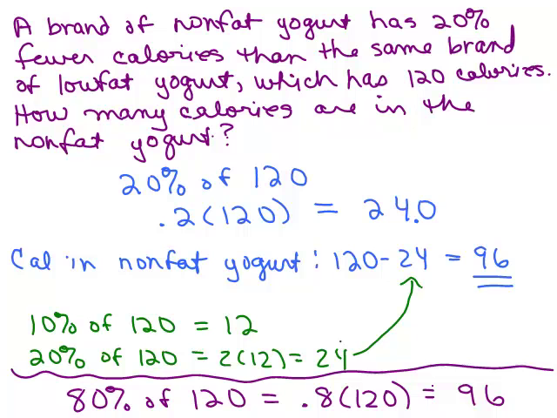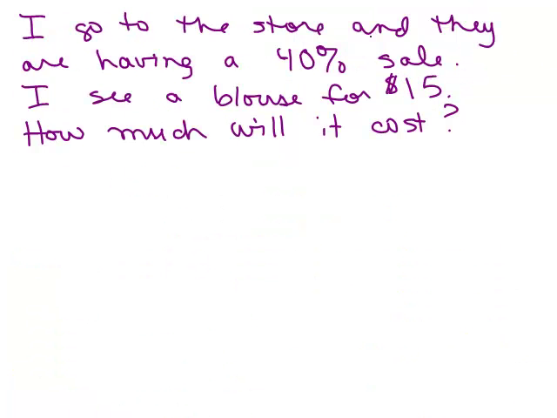And in fact, this is the way I usually figure out discounts when I'm going to the store. Let me give you an example. So let's say I go to the store and they're having a 40% off sale, and I see a blouse for $15. I actually don't compute how much money I'm going to get off. I compute how much I'm going to have to pay for it. I know if it's 40% off, then it's 60% on. That's how I think about it. I'm going to have to pay 60%.